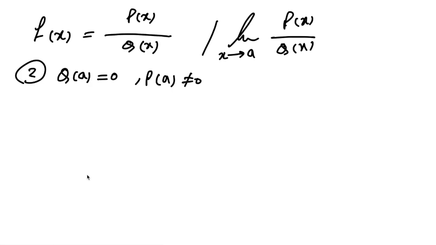For this situation, the limit is positive infinity or negative infinity. So one of these two will happen. So when q(a) is 0 and p(a) non-zero, the limit of p(x) by q(x) is always positive infinity or negative infinity. But which one? That depends on the polynomials we have. Okay, so let's solve an example.